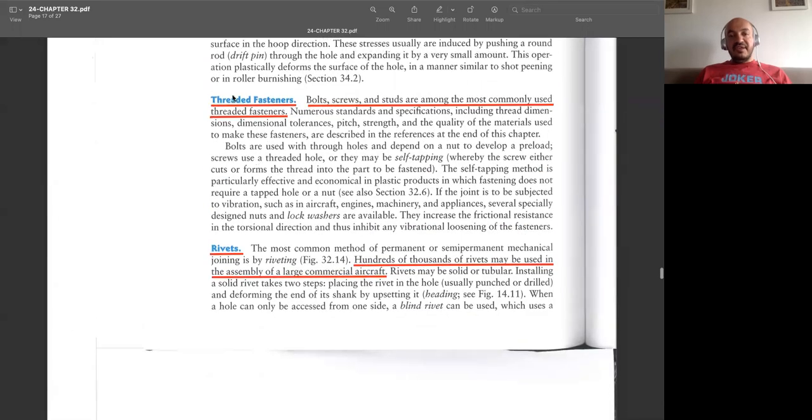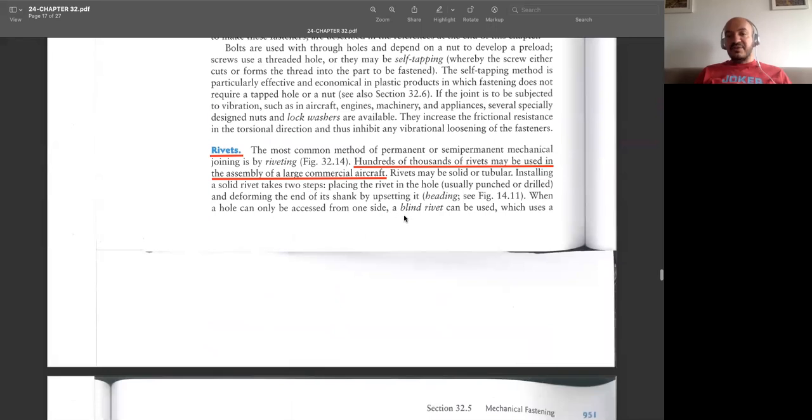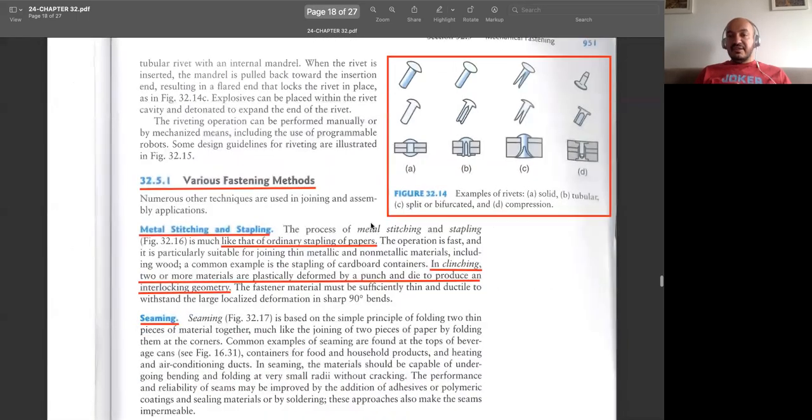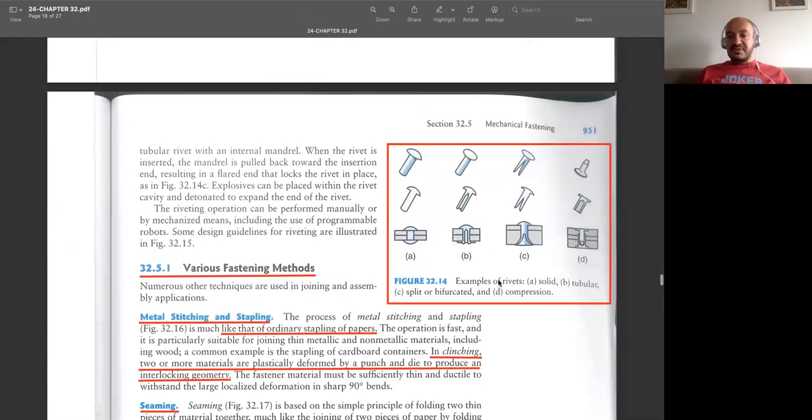In addition to them, we use some rivets. Obviously, they don't have any threads on the surfaces. We use them even in buildings while joining some steel parts together. We have some examples, as you see, some types of rivets. You see there are various types, and we usually have some special guns, special equipment to do these riveting operations.